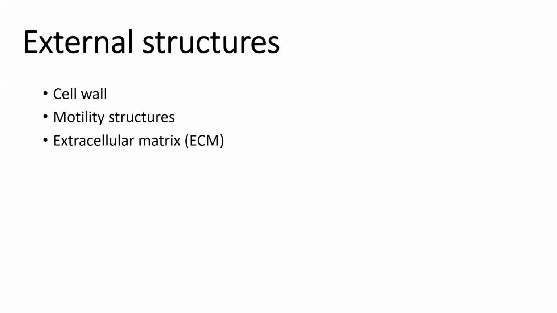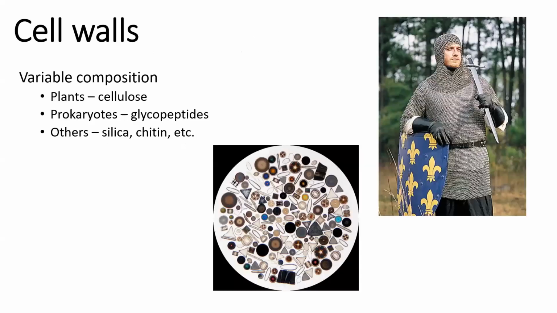So the external structures we're going to be talking about are the cell wall, the motility structures, which are structures that aid with movement, and then the extracellular matrix, which is found in animal cells. All right, cell walls. Where do we find cell walls? Well, the plants have them. They're comprised of cellulose, which we talked about, the polysaccharide. Prokaryotes have glycopeptides. It's found in the cell wall of bacterial organisms.